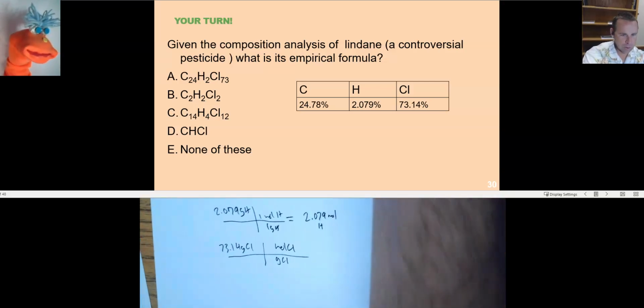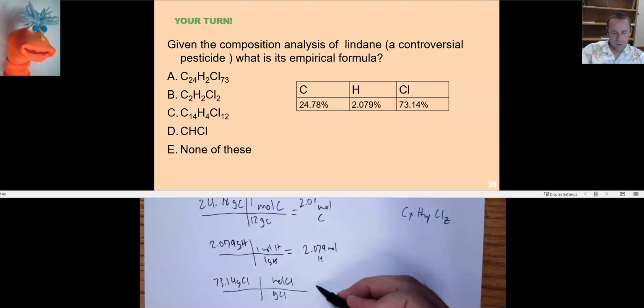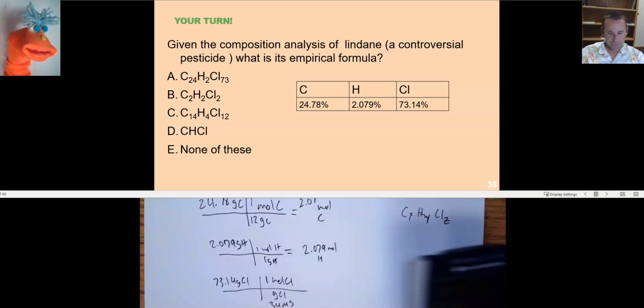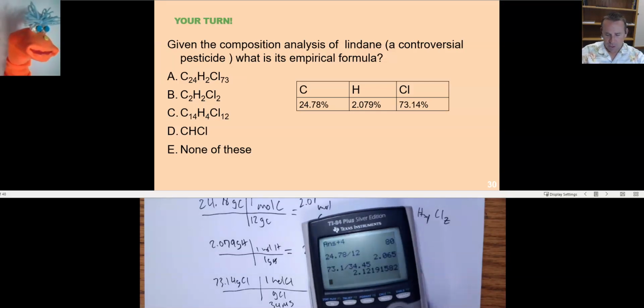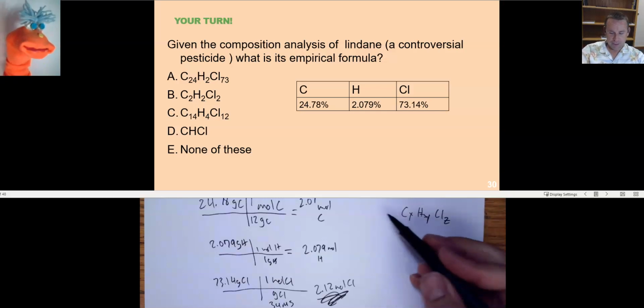Okay, let's get that to the right frame. There we go. So we've got 35.45 grams of chlorine for every mole of chlorine. So I got 73.1 divided by 35.45, which gives 2.12 moles of chlorine. All right, so now what? That's your x, y, and z. Those are my moles of these different components.